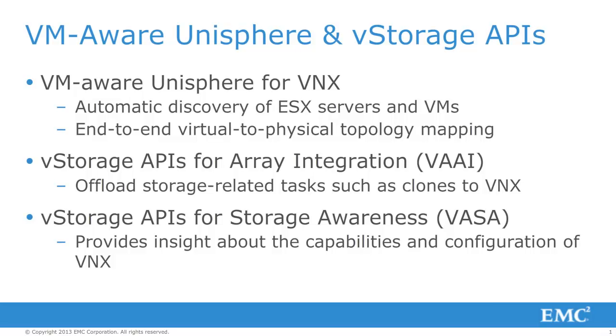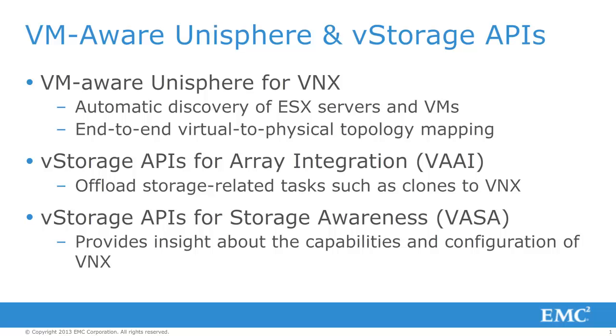VM-aware Unisphere for VNX is a feature that allows visibility into the VM environment for LUNs that are used as data stores. A storage administrator can see what VMs are stored on LUNs that have been provisioned for the VM environment. After providing the vCenter details, Unisphere automatically discovers the ESX servers and VMs stored on VNX for block data stores.